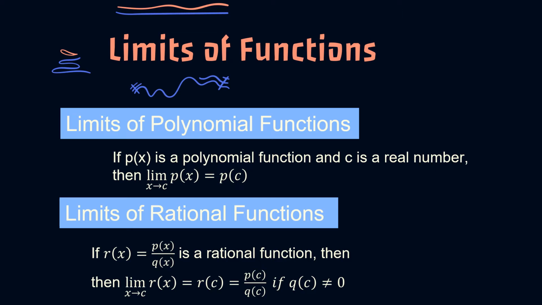And the other one is limits of rational functions. If r of x is a rational function defined by p of x over q of x, then the limit as x gets close to c of r of x is equal to r of c, equal to p of c over q of c, with the condition that q of c has to be different from 0. So same as with the limits of polynomial functions, to find the limits, what we do is replace the value of c into the rational function r of x.